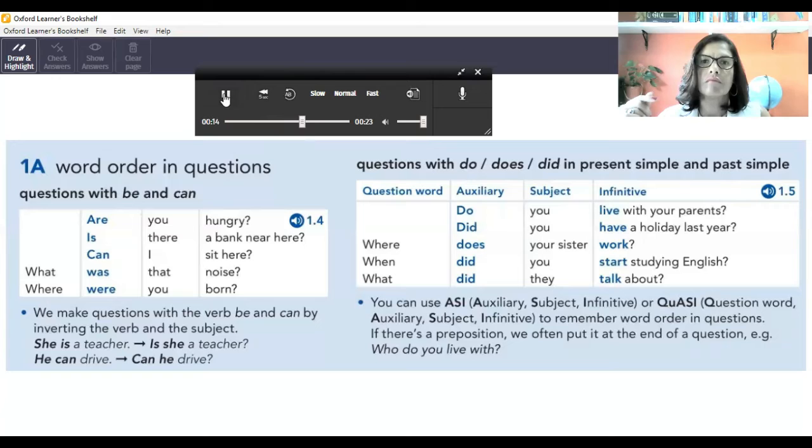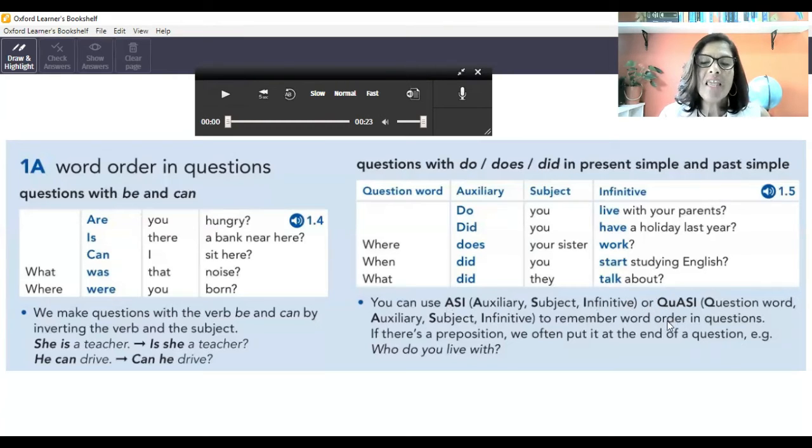When did you start studying English? What did they talk about? Okay, and notice here the preposition at the end. Yeah, what did they talk about? Okay, so you can use the auxiliary, subject, infinitive or the question word at the beginning, right?